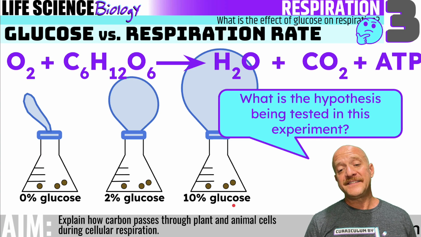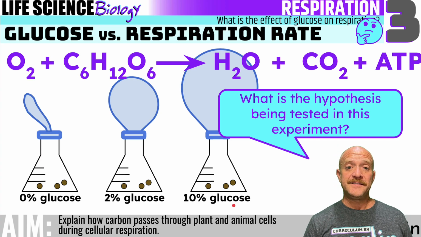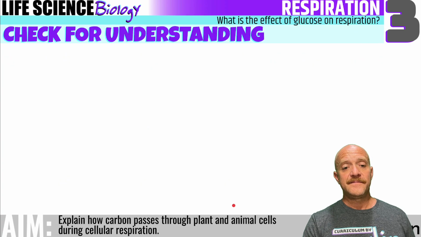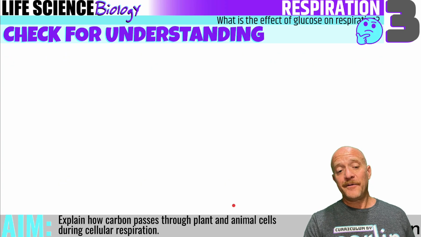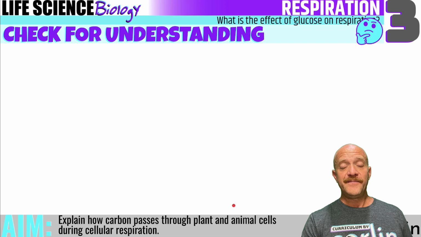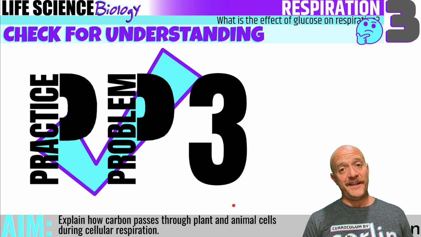So what is the hypothesis that is being tested in this experiment? Please indicate that in your notes. Now for the check for understanding, I would like you to respond to the aim. Explain how carbon passes through plant and animal cells during cellular respiration. And complete practice problem set 3.